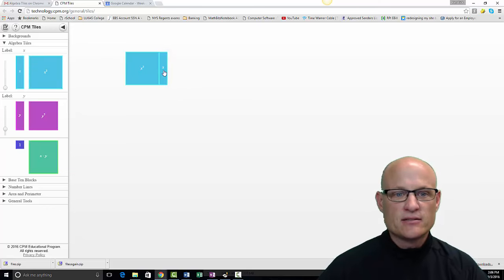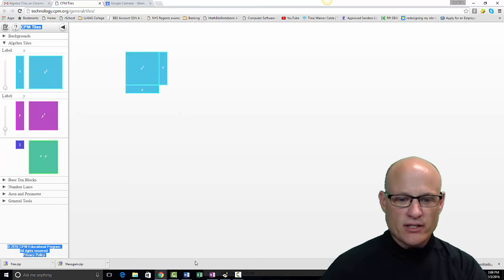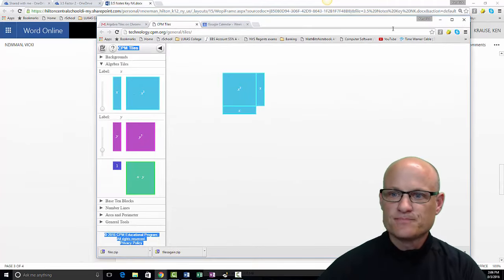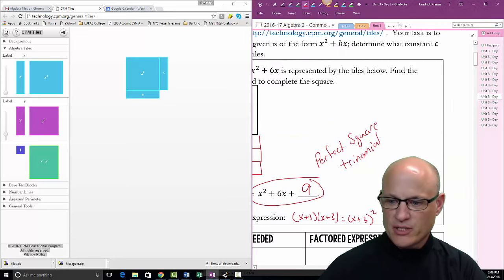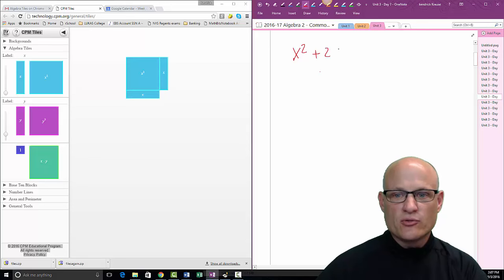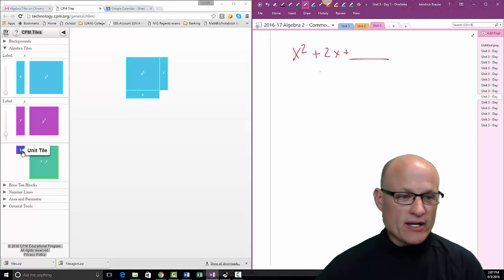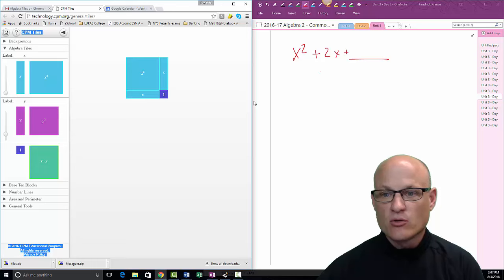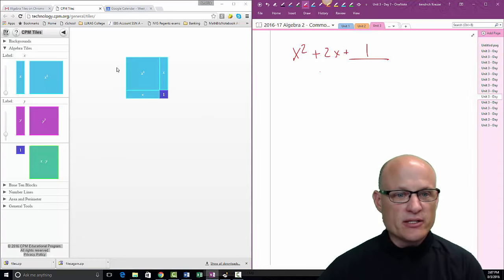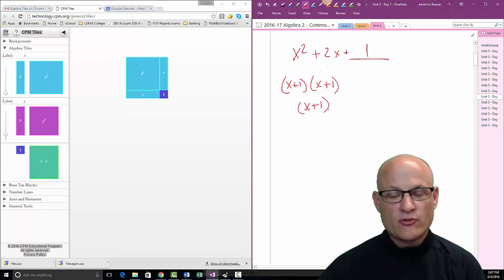And let's say I just had 2x. Now, to get them to turn, you just turn like this. Let me get a little white space. There we go. So what I have here is x squared plus 2x. Now, I want to know what you have to add in order to complete the square. Well, I'd have to add one of these single units, and that would complete the square. And what would that length be? This length right here on the left side would be x plus 1, and the length on the top would be x plus 1. So it would be x plus 1 times x plus 1, or x plus 1 squared.